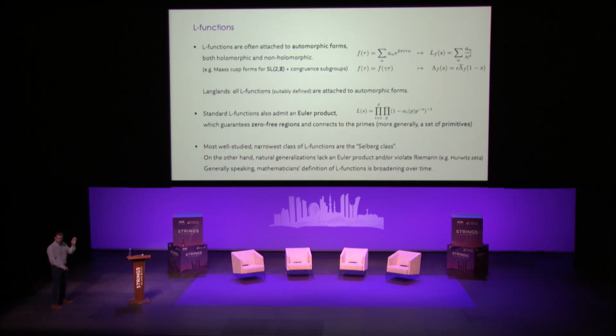Now, needless to say, this is an incomplete review of L-functions from a physicist's point of view, but let me just mention some things I think are important. L-functions are often attached to automorphic forms, both holomorphic and anti-holomorphic. That relation essentially being that of a Mellin transform, as shown here. And the Langlands conjecture program is that all L-functions, suitably defined, although rather generally defined, are attached to automorphic forms of one kind or another.